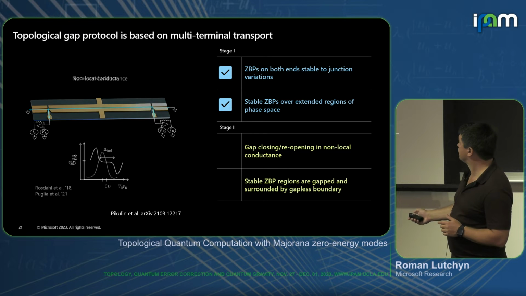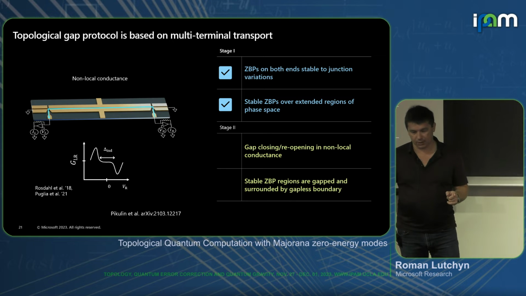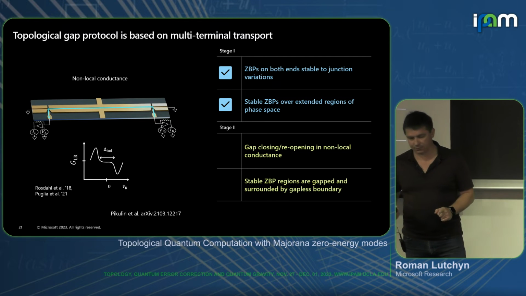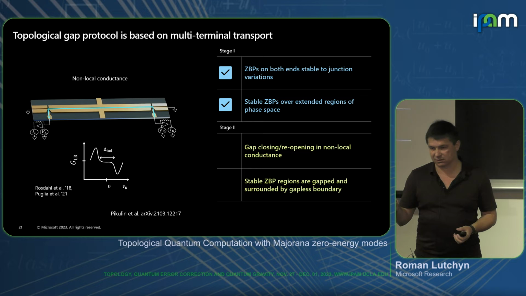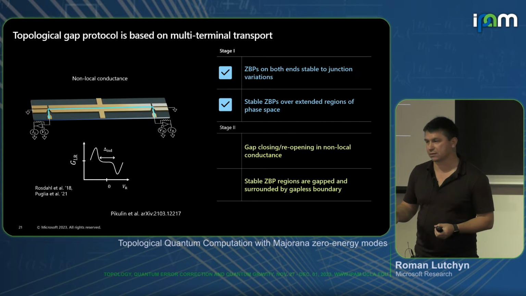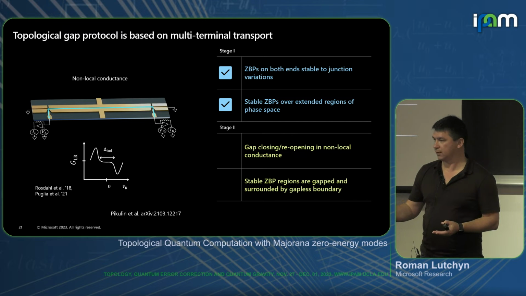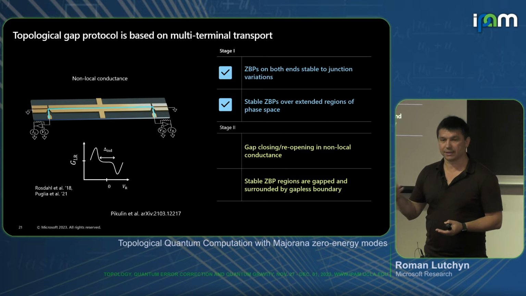Stage two is that we want to do non-local measurements. These non-local measurements are probing a gap in the spectrum. The idea is that for topological quantum phase transitions, in order to go from a trivial phase to a topological phase, there has to be gap closing and reopening. That's the nature of the reconstruction of the spectrum.